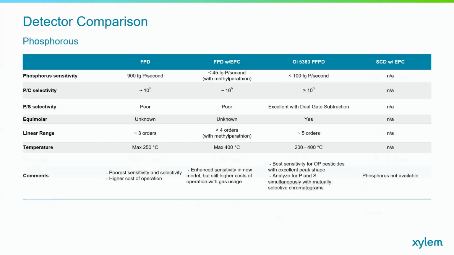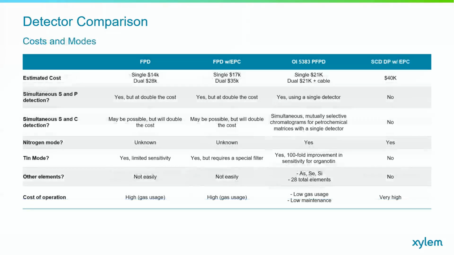So when you look at something like cost, for example, you're saving a lot in the long run. And on top of that, it's selective for both sulfur and phosphorus. So yeah, this is essentially the overview for the PFPD.